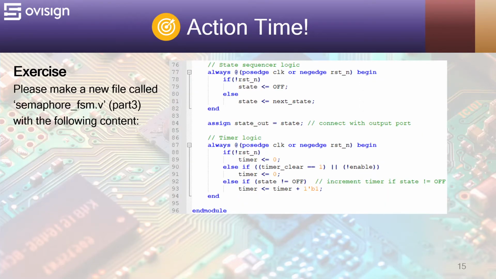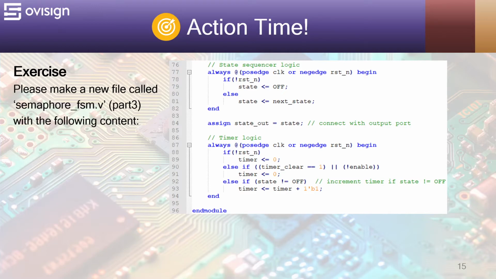At line 76, we have the state sequencer that uses the flip-flops with posedge clock and async reset_n. If reset_n equals 0, then it will go to off. Otherwise, it will copy the value from next state. Remember that this is the memory of the state machine, while next state is the logic part. At line 84, we copy the value of state to the output port using a continuous assignment.